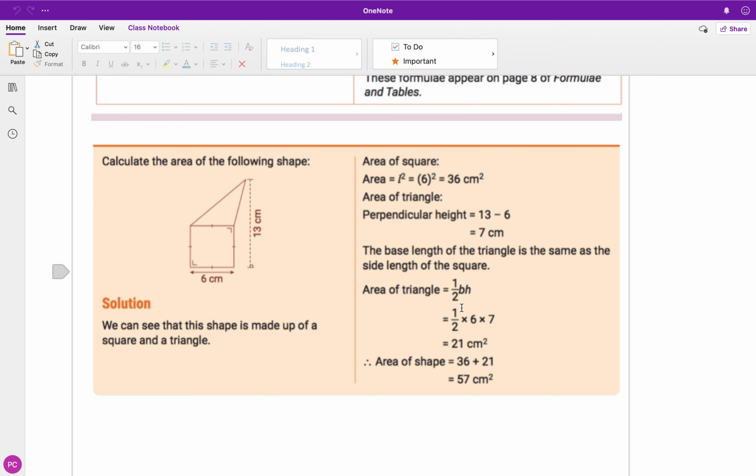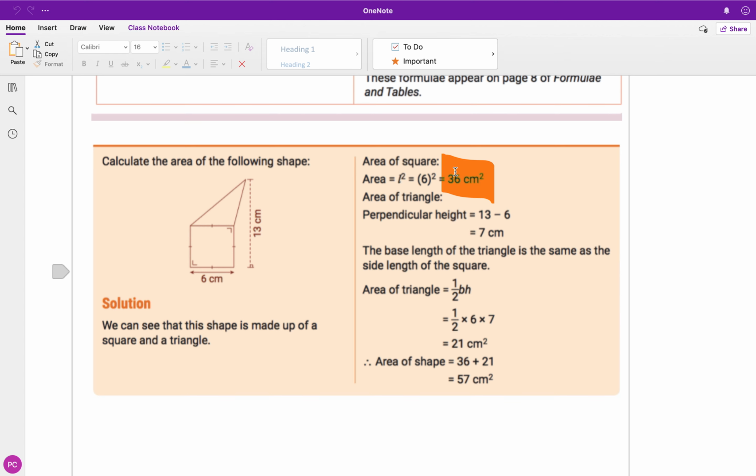Like the way buildings are, you might have a rectangle shape with a circle, with a triangle on top, something like this. You might have a funny looking shape like this. So here's a square and here's a triangle, and they might ask you to find the area of something like this. We find the area of the square first. This is going to be 6 by 6, which is 36 centimeters squared.